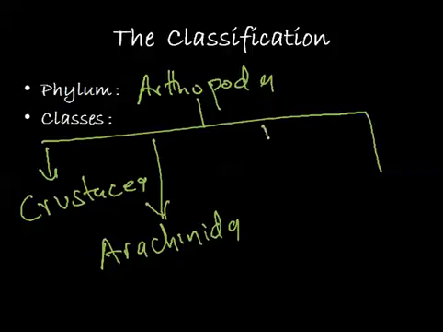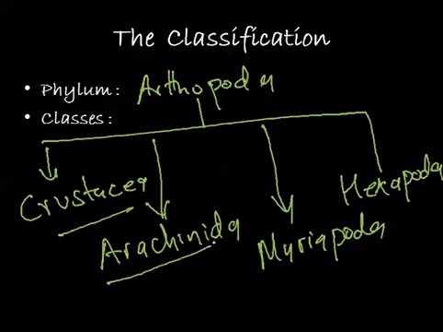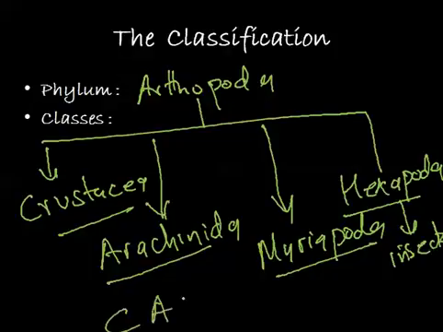The third subclass is Myriapoda, and the fourth subclass is Hexapoda. So we have Crustacea, Arachnida, Myriapoda, and Hexapoda. Hexapoda is also called Insecta. CAMH. So these are four classes under the phylum Arthropoda.